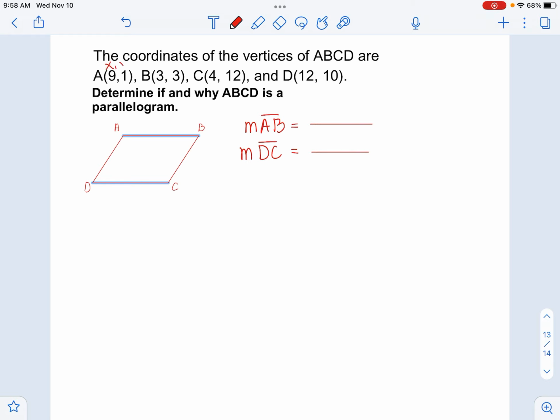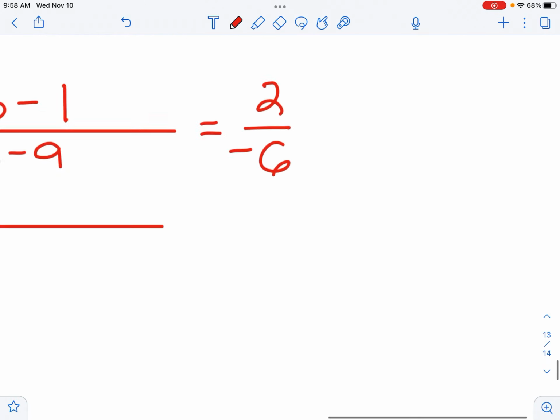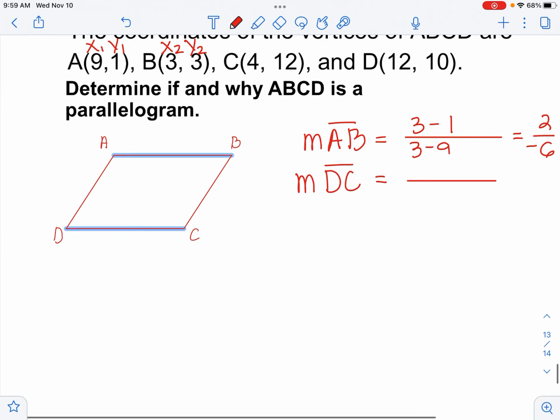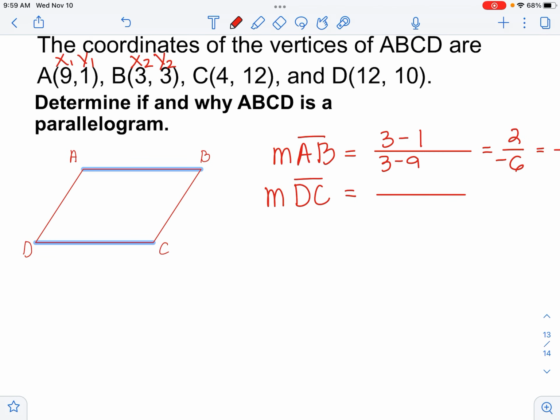All right, AB, x1, y1, x2, y2. So I'm going to do 3 minus 1 over 3 minus 9. 3 minus 1 is 2. 3 minus 9 is -6. Is this fraction simplifiable? It is. First off, is it positive or negative? It's negative. Now I can simplify it. 2 goes into itself once. 2 goes into 6 3 times. So this is -1/3. Now I'm going to find the slope of DC, or CD, x1, y1, x2, y2.